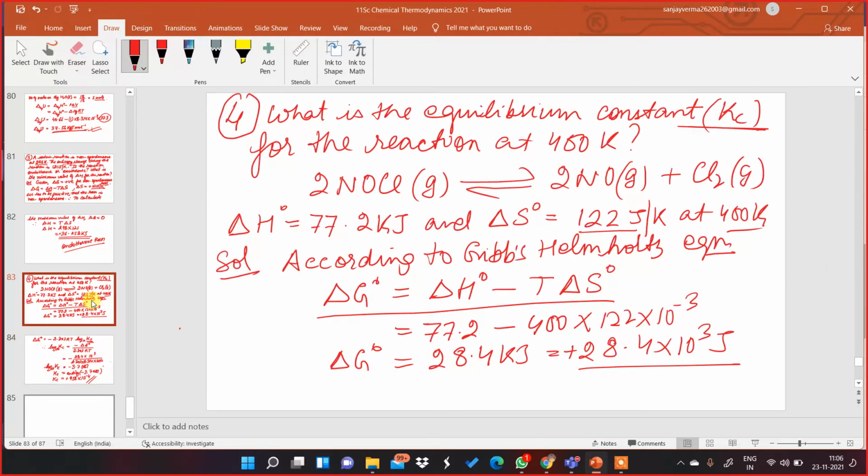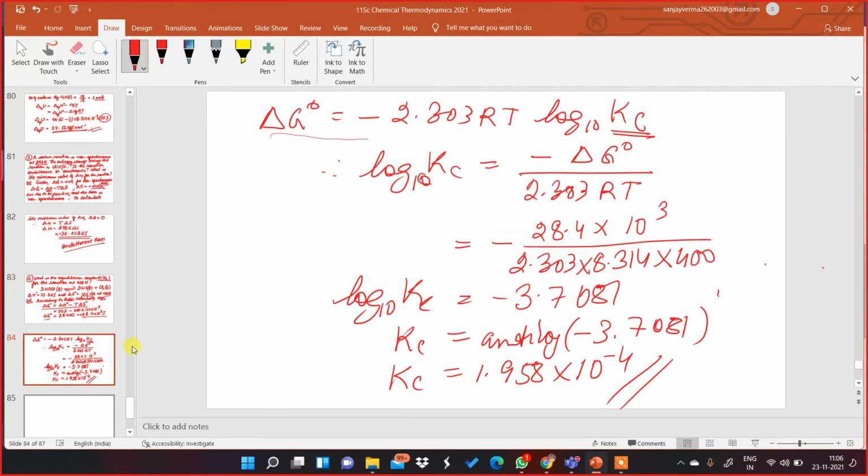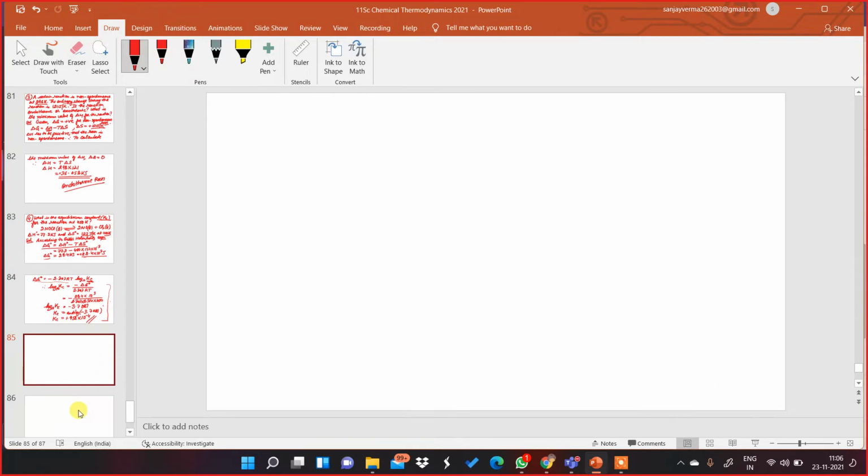Look at the working. We first got delta G naught. And then we apply this equation. And then, putting the values, we get the value of Kc. That is how the working is done. Then question number 5 after this. We will do question number 5, the equilibrium constant. Next question.